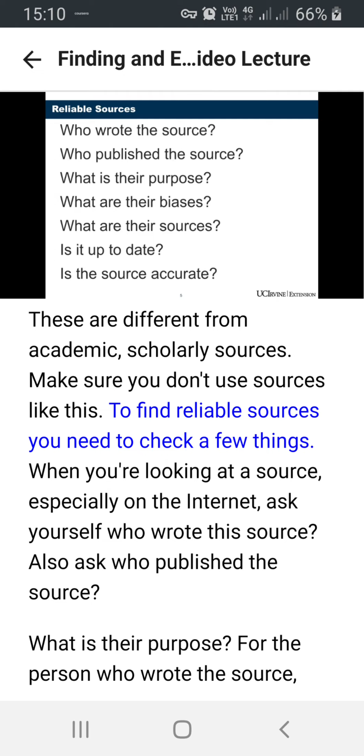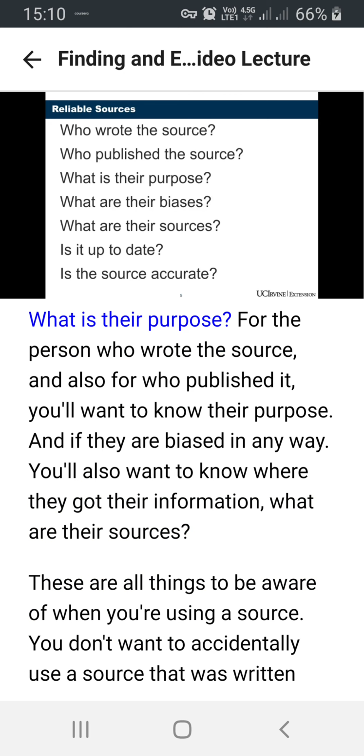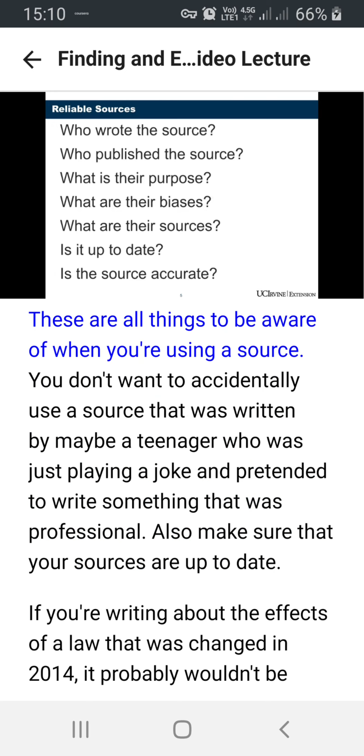To find reliable sources, you need to check a few things. When you're looking at a source, especially on the internet, ask yourself, who wrote this source? Also ask, who published the source? What is their purpose? For the person who wrote the source and also for who published it, you'll want to know their purpose and if they are biased in any way. You'll also want to know where they got their information. What are their sources? These are all things to be aware of when you're using a source.